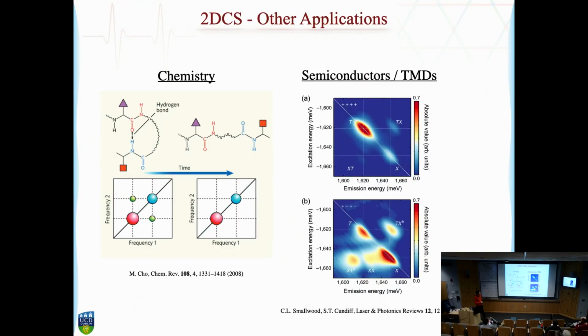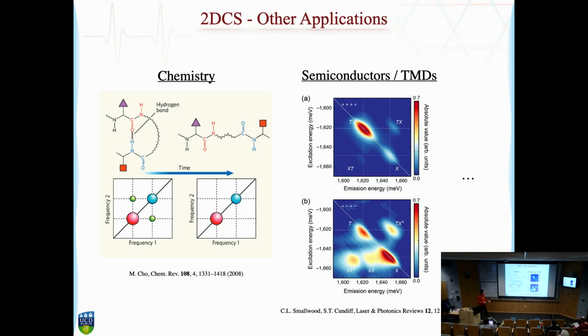And so it's also been used in, say, semiconductors, TMDs, looking at excitons. It's quite popular, and there are many other applications. Also going all the way back to the 70s, like 2D NMR spectroscopy. So there's a long history of using 2D or multi-dimensional spectroscopy to look at materials.